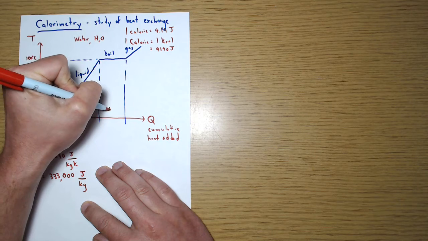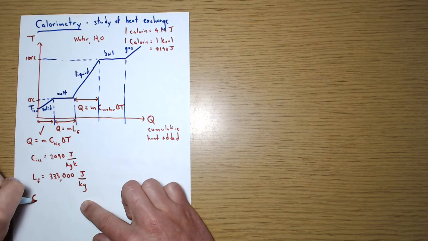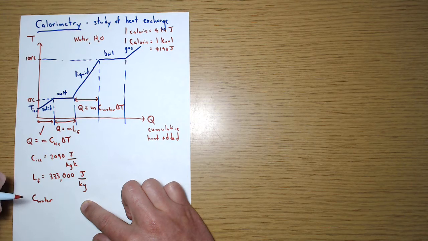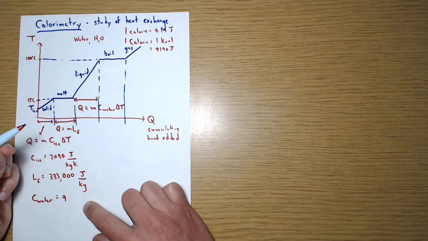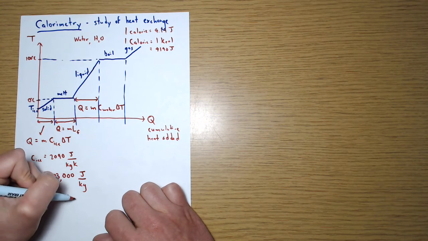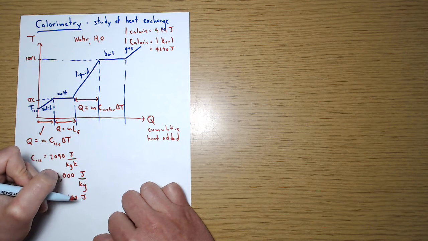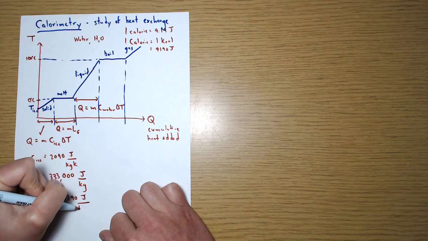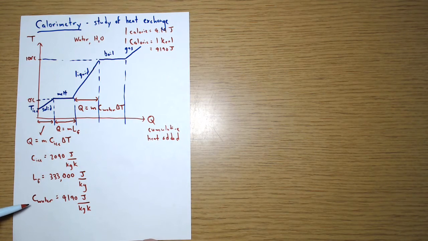mc_water delta T. Now, interestingly enough, the specific heat of water is different than that for ice. In fact, it's about twice. So it's 4,190 joules per kilogram Kelvin. Why might it be about twice?